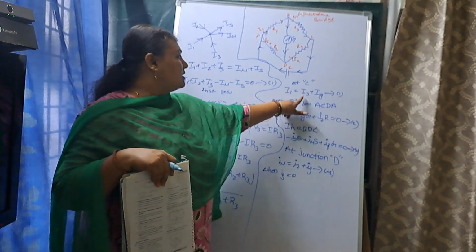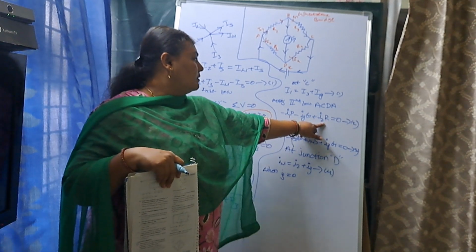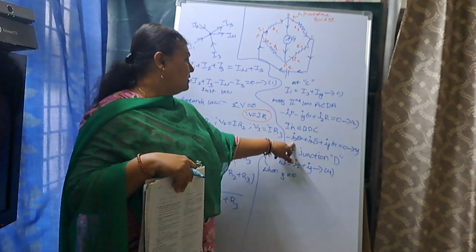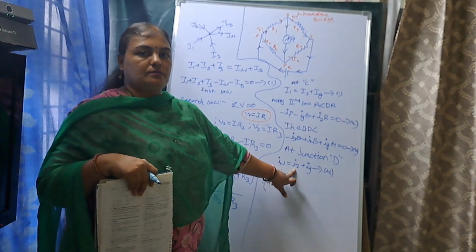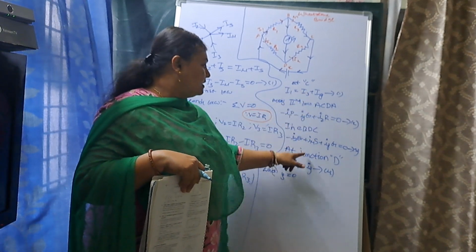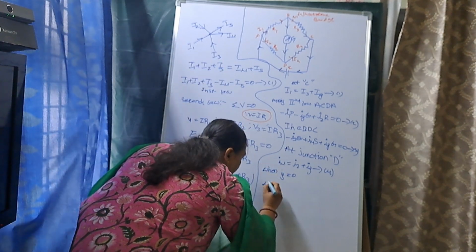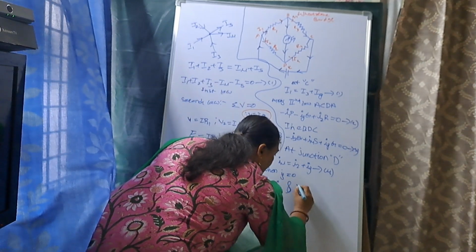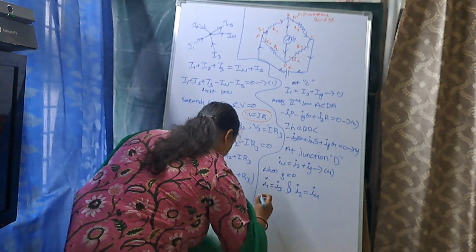It becomes I1 equal to I3. Here I1P equal to I2R, means I2R equal to I1P. Next, I4S equal to I3Q, because Ig value is 0. Here I4 equal to I2. So when we substitute Ig equal to 0 in all these equations, we get I1 equal to I3 and I2 equal to I4.